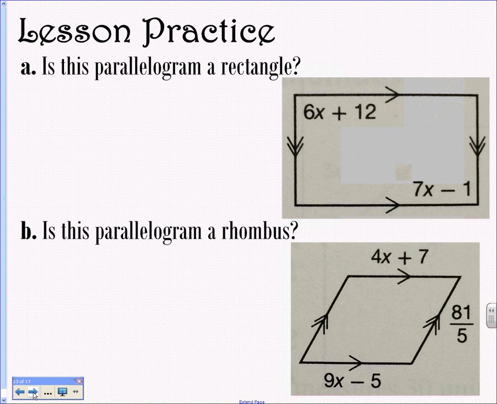All right, what do y'all think? Why not? You don't get 81 over 5 whenever you solve for x. You get x equals 2.4. Yeah. And then if you plug that back in, it's not equal to 81 over 5. And they all have to be the same for it to be a rhombus. Yeah. Does that make sense? Okay.